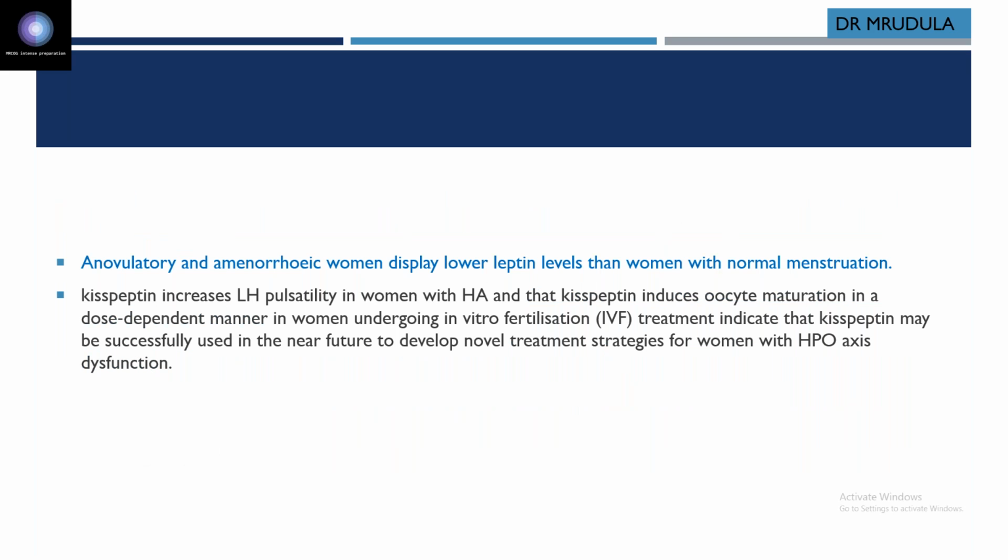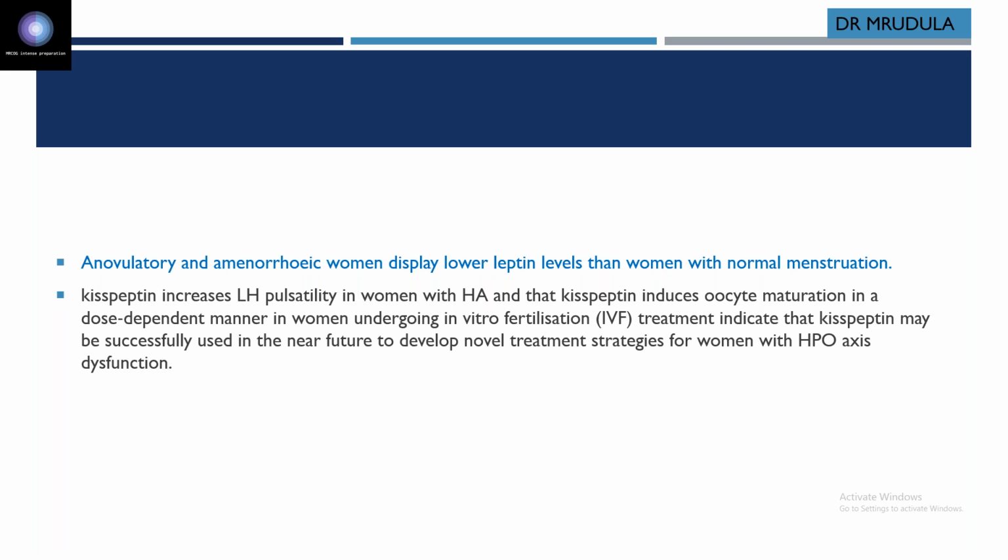Then, as I told you, weight loss, chronic diseases, so all diseases associated with lower leptin levels. Anovulatory and amenorrheic women display lower leptin levels than women with normal menstruation. Kisspeptin, as I told you, is responsible for the positive feedback mechanism, so it has a positive influence on GnRH secretion.